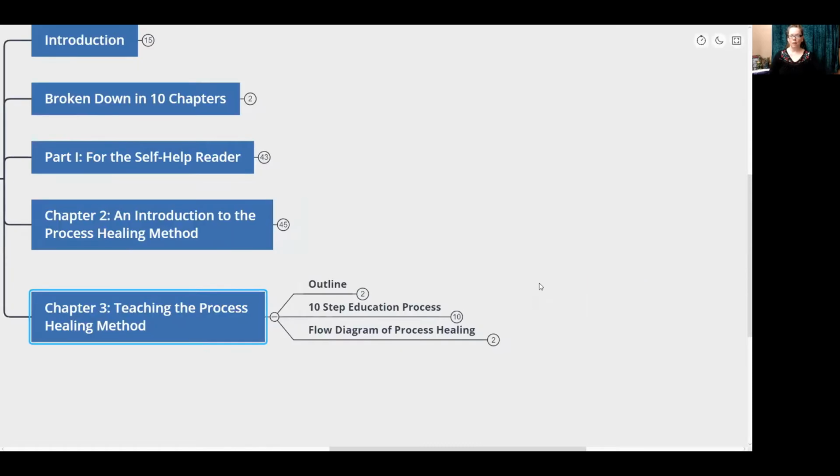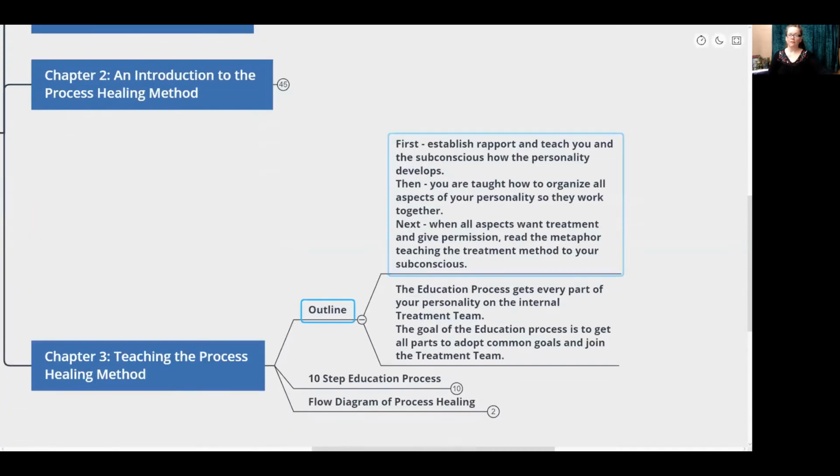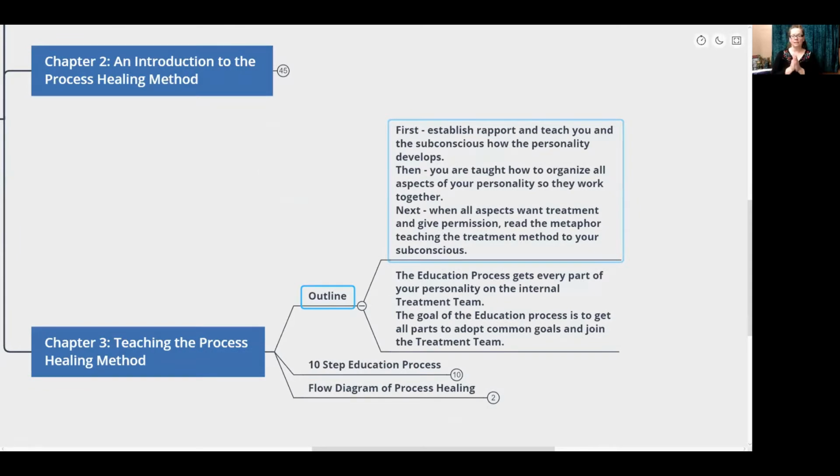So he begins right away with the outline. First of all, this process healing method is a change process. The first thing that you do is establish rapport, and it teaches you and the subconscious how the personality develops. So you have a basic understanding of how the inner workings of the personality develop. Then you're taught how to organize all of the aspects of your personality so that they work together, all of the aspects or all of the parts. He uses aspects and parts interchangeably.